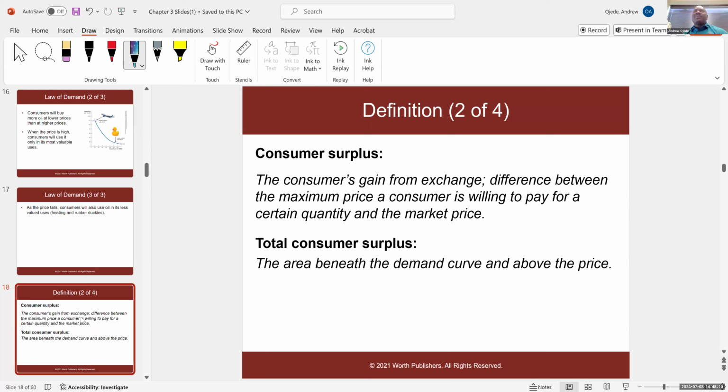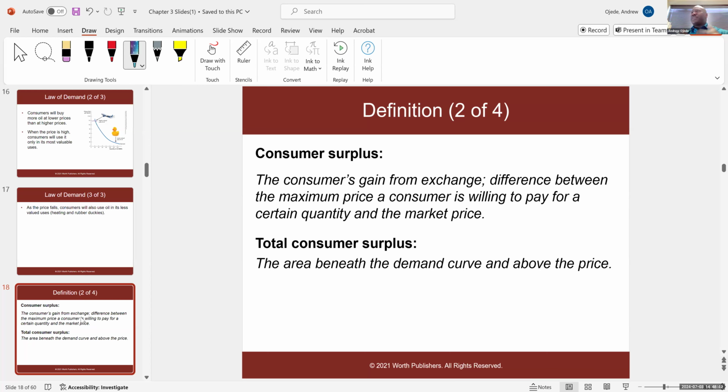For example, say you have 10 consumers in a market for chai tea. Somebody who loves chai tea might be willing to pay up to $6 for a cup. But after going to Starbucks, they find that the price of chai tea is only $3. The difference between what they were willing to pay, $6, and the actual price, $3, is what we call the consumer surplus.